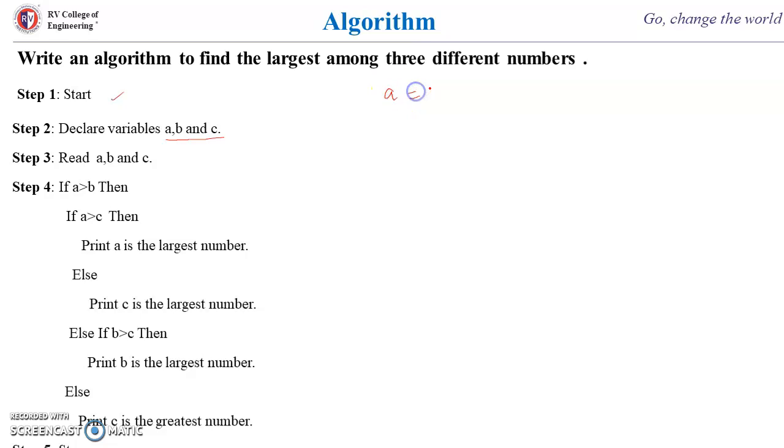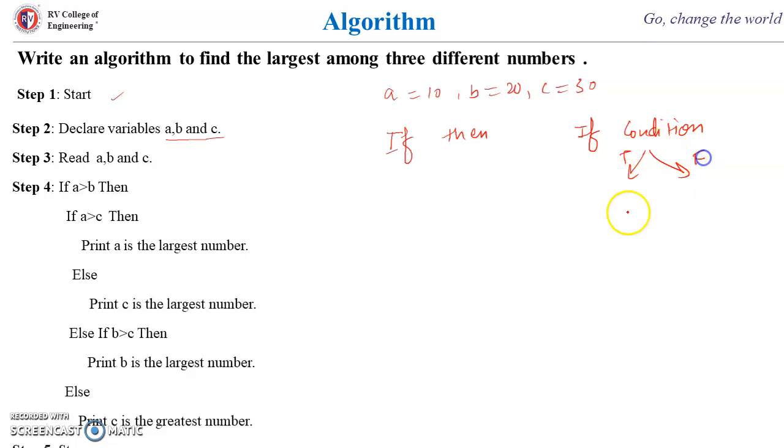So suppose A is 10, B is equal to 20, and C is equal to 30, or any other value, whatever value the user is giving. So here we need to check the condition. For condition checking we use if then. If we check the condition, if the condition is true, what will happen? If the condition is false, what will happen? Like that we have to see.